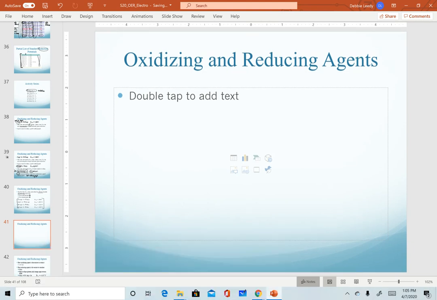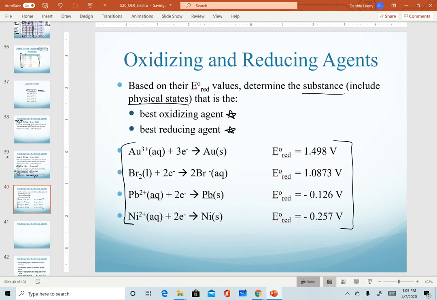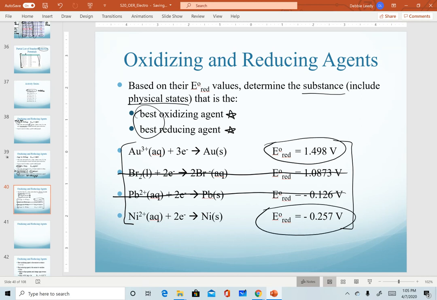All right, so for our scenario with these 4 half reactions, I'm actually going to go back to this screen. So realize if I'm looking for the best oxidizing and reducing agents, what I need to know are the most positive and most negative reduction potentials. So the first thing I'm going to do is cross out my 2 middle reactions, because I want to look at my most positive and my most negative reduction potentials.